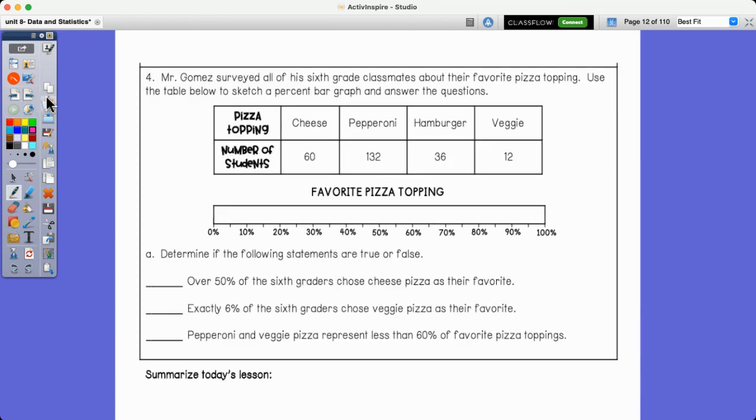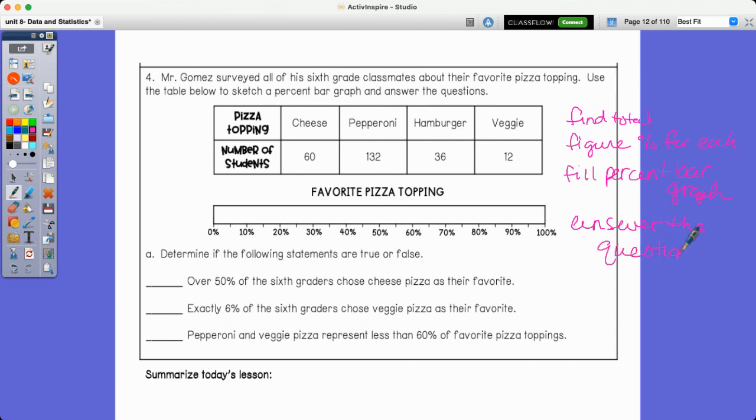Okay, look at number 4. Mr. Gomez surveyed all of his 6th grade classmates about their favorite pizza topping. Use the table below to sketch a percent bar graph and answer the questions. So you're going to go ahead and sketch this in. You're going to find your total first. Then figure out your percentages. Then you're going to fill in your percent bar graph. And finally, answer the questions.